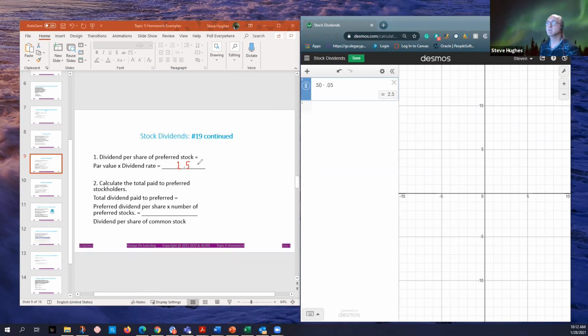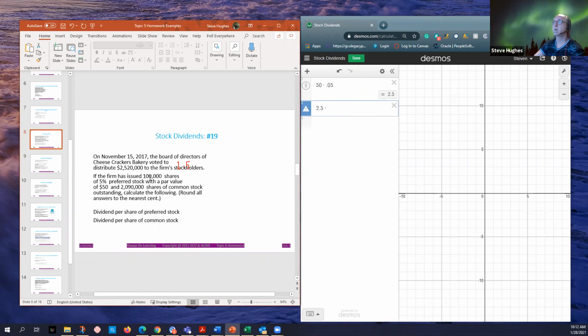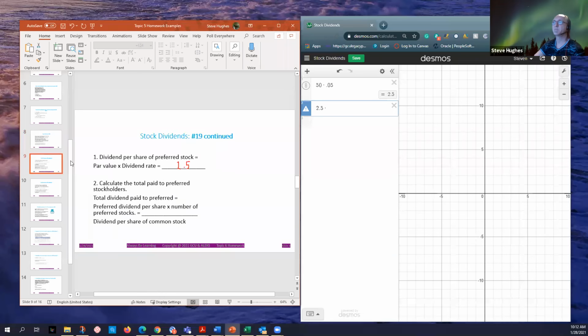Next, calculate the total paid to preferred stockholders. The total dividend paid is the preferred dividend per share, that's 2.50, times the number of preferred stocks. So that is 2.5 times the number of preferred stocks. How many preferred stocks do they have? They have 100,000 shares, times 100,000. So that is $250,000.